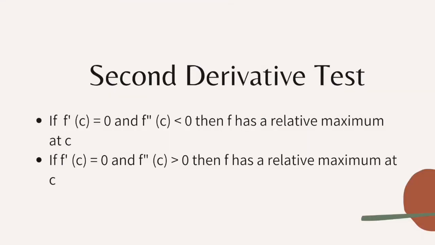Next, we have the second derivative test, which is useful in knowing the rate of change at a point of the graph of the first derivative by knowing the relative maximum and minimum values. Suppose that the second derivative of f is continuous near c and f prime of c is equal to 0. Then the second derivative of c less than 0 means f has a relative maximum at c, while the second derivative of c greater than 0 means f has a relative minimum at c.